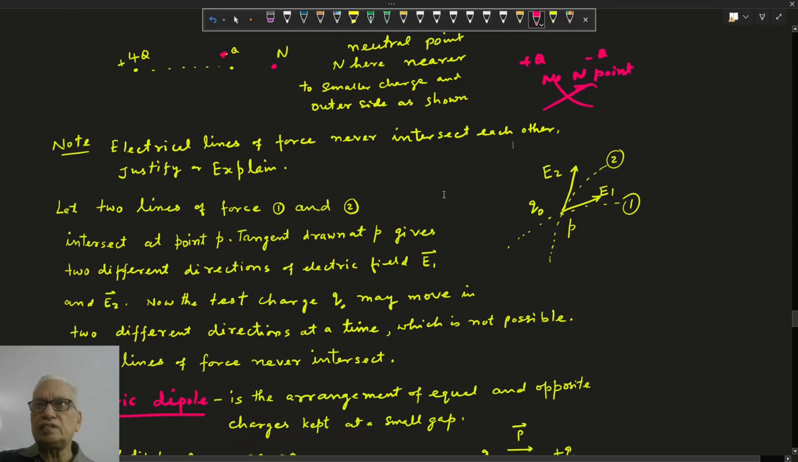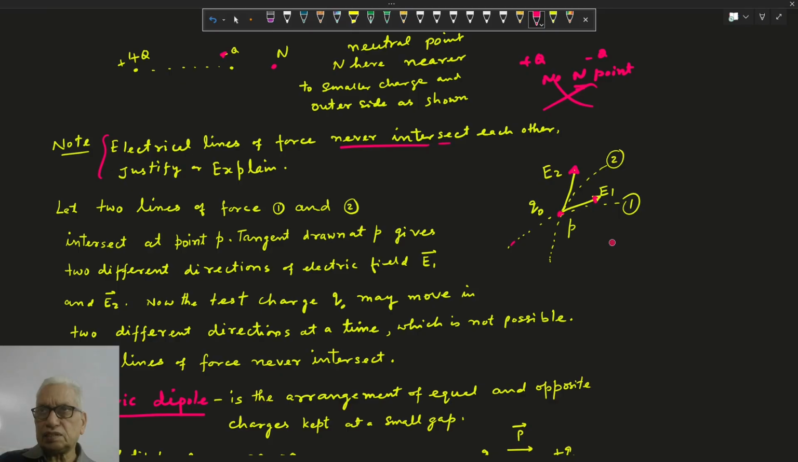Now electrical lines of force, they never intersect each other. बोर्ड में क्या है कई बार. Suppose there are two lines of force, say 1 and 2. If we draw the tangent, it will give you the direction of electrical field at this point. So on 1 and 2, drawing the tangent, these are two possible directions of electrical field, E1 and E2 at the same point. If we put the test charge here, because of this E1, it tends to move in this direction. Because of E2, it will tend to move in this direction.